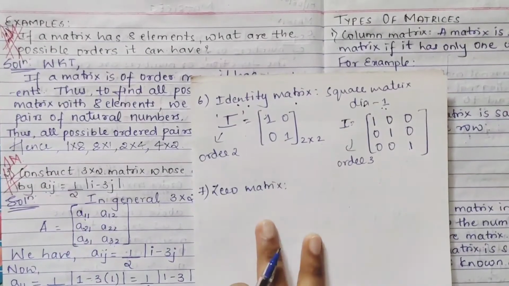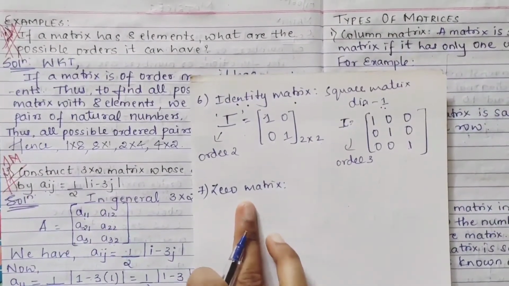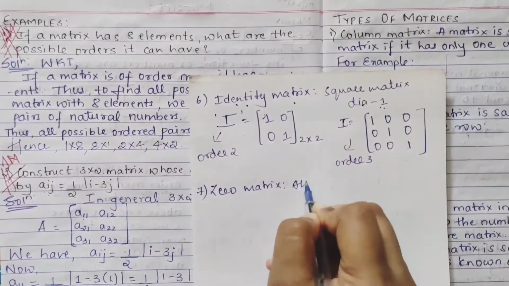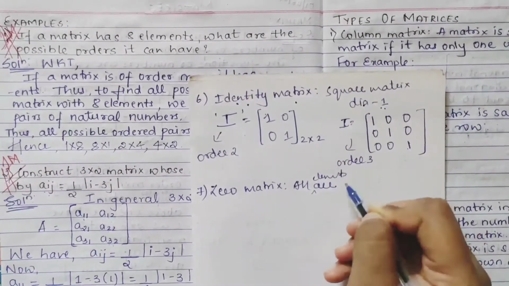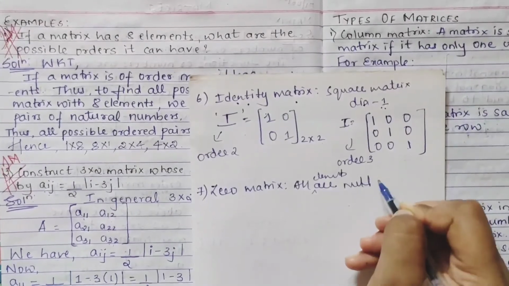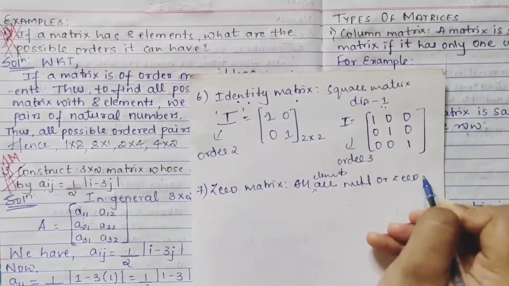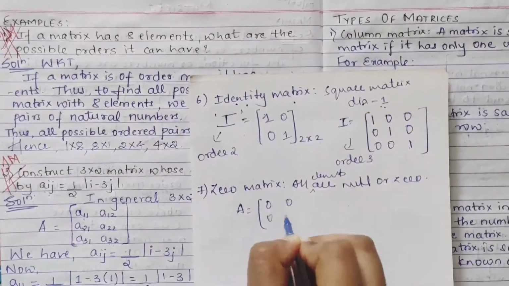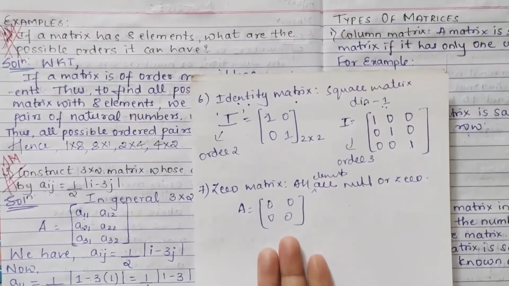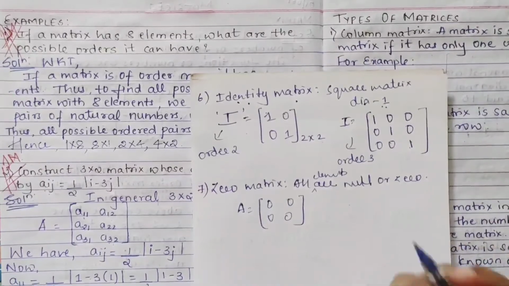Then comes your last, the zero matrix. What is a zero matrix? Obviously, when all elements are null or 0 in the particular matrix. For suppose A is equal to 0 0 0 0, this is nothing but your zero matrix, or you can call it a null matrix.